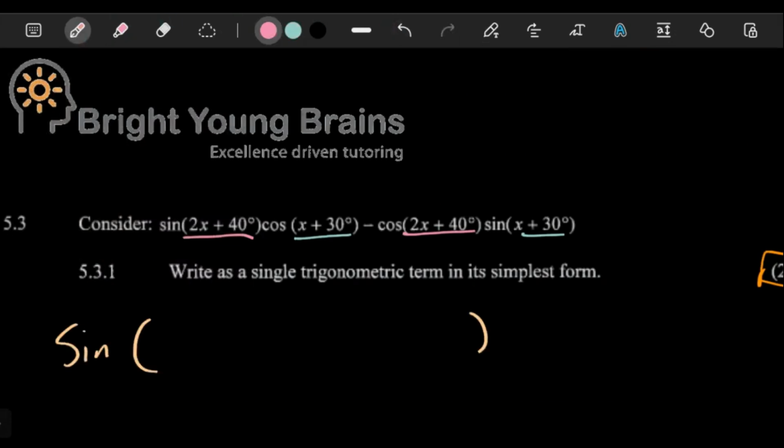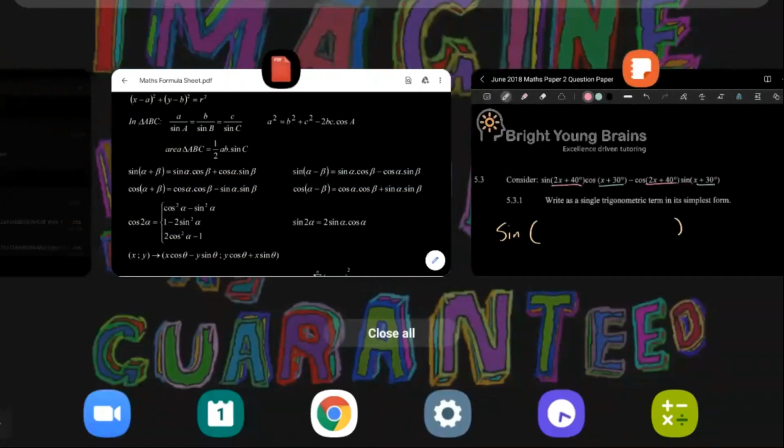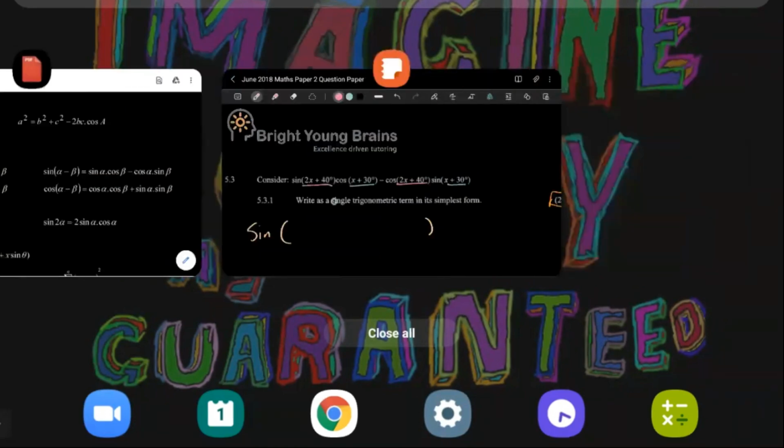According to our formula sheet, you can already see here we have the sine cos and then cos sine. Same here, sine cos and then cos sine, with minus in the middle. So it means that this alpha is represented by the pink bracket, and this beta is represented by the blue bracket. So we're going to have sine of alpha minus beta, which is just this bracket minus that bracket.